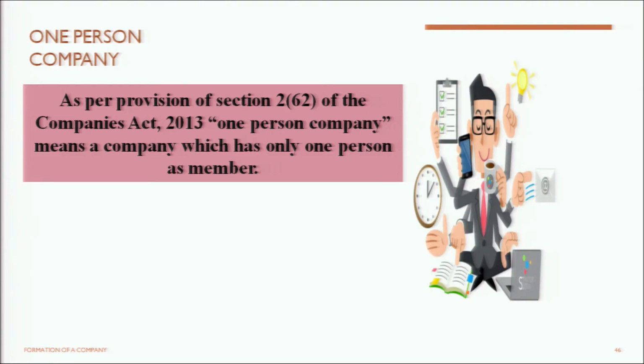So let us first understand what a one-person company is. If we resort to the definition provided under section 2, subsection 62 of the Companies Act 2013, one-person company means a company which has only one person as a member. Now, in general, a company, even if it is a private company, must have at least two members. But the concept of one-person company has been incorporated in the Act so as to extend the benefit of limited liability and perpetual succession to single persons.